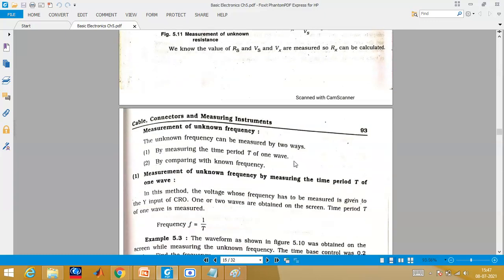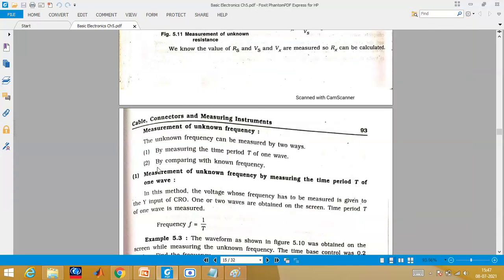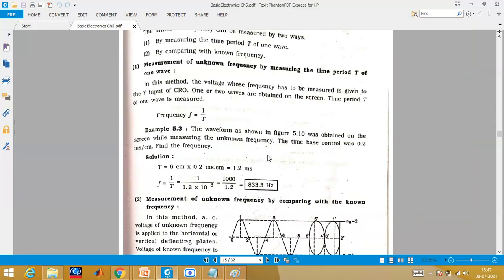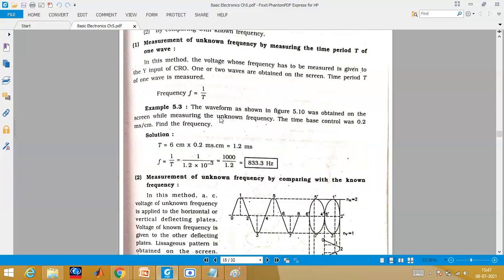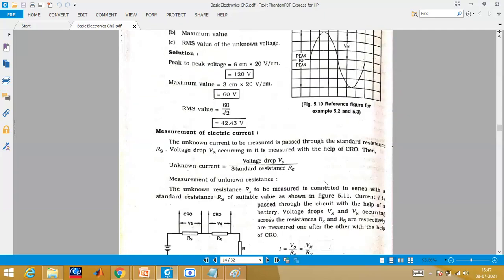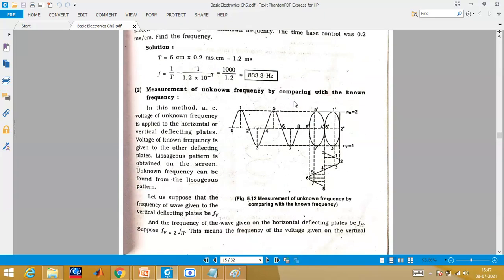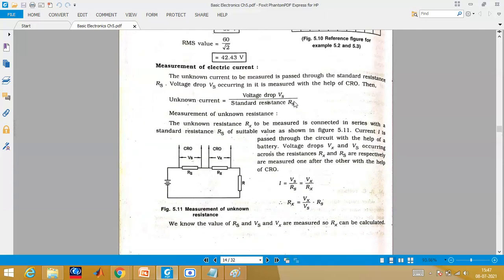Now measurement of unknown frequency. I told you the formula. First you have to calculate the time period, already that formula is given. First you calculate the time period, then F equal to 1 by T. The same thing is written here. See, one question is being given. I will just try to solve it, to the same figure. Okay, they are asking figure 5.10. I think that is the only figure 5.10.